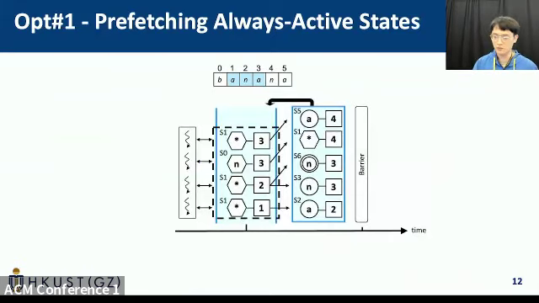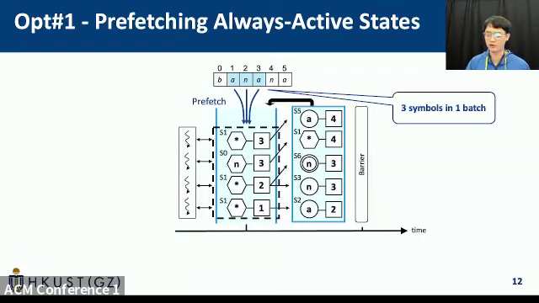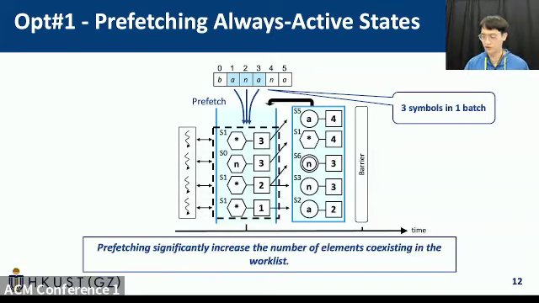So based on NGAP, we propose 3 optimizations to address these problems. First, since NGAP can handle states for multiple symbols, we prefetch the matches between the always active state and multiple symbols into the worklist in a batch. These computations were initially planned to be processed in later iterations. Therefore, prefetching can significantly improve the thread utilization, especially when there may not be enough states to be processed at the beginning.